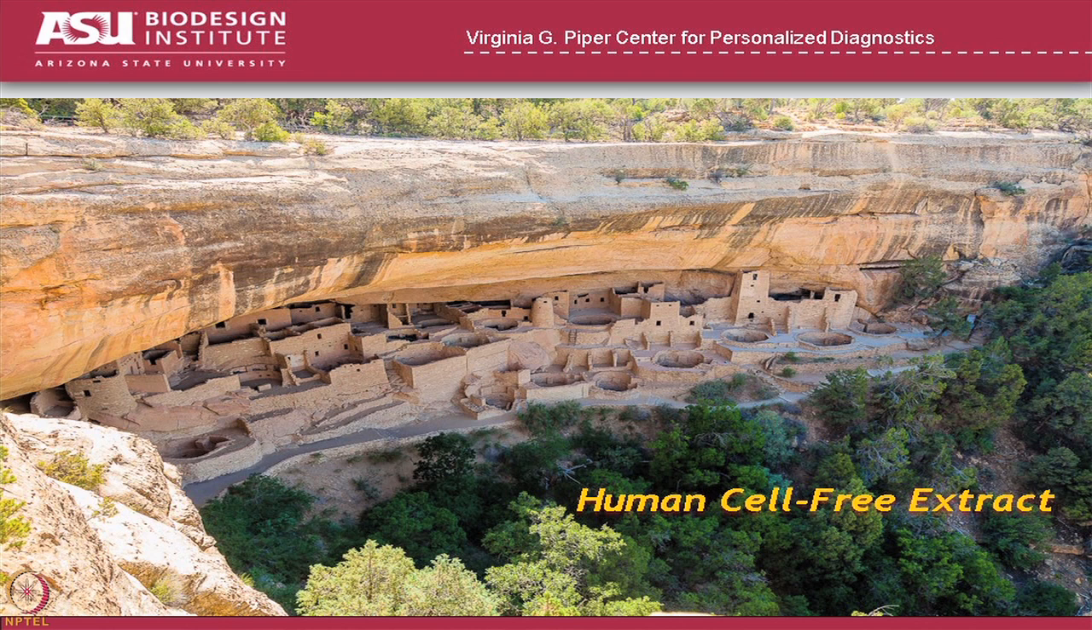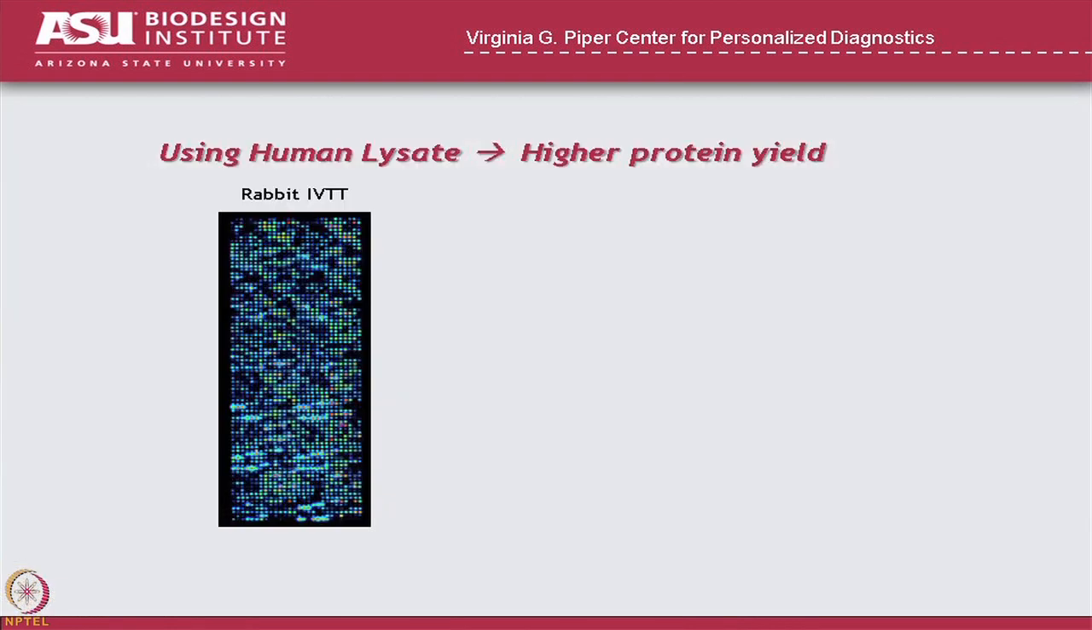When we first started this work, we were using reticulocyte lysate from rabbits to make proteins. That was the expression lysate that we used to make proteins. And I will say that still works okay. This is what that looks like. So you've been seeing arrays that look like this now most of the day. Blue is okay expression. Green is better expression. Orange is really good expression. Red is like amazing expression, okay? So that gives you some flavor of the thing.